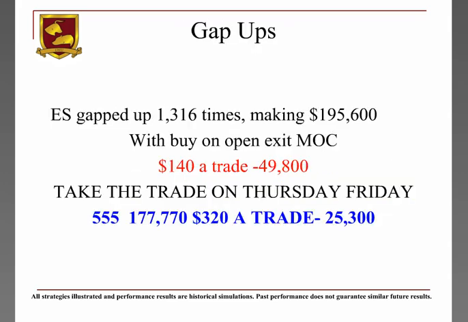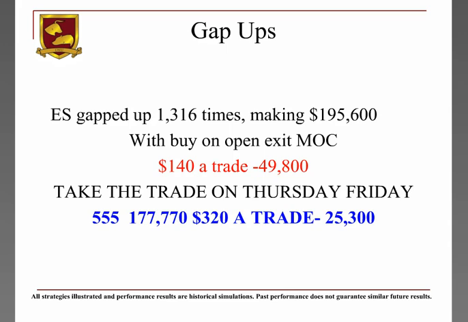There's another thing I use a lot, gap ups. This is really interesting data here. The E-minis gapped up 1,300 times. You just bought the gap on the opening. You made $195,000. But with you buying the opening and exiting on the close, in other words, you try to do this in the same day, you actually lose money. If you hold on to it for a couple of days, there's a lot of money that could be made. But if you're trying to get out in the same day, you actually lose money.